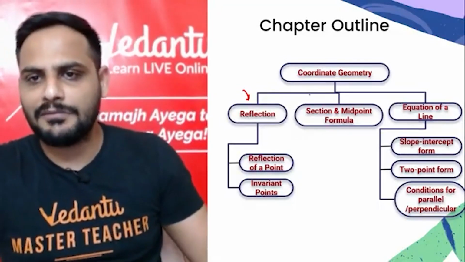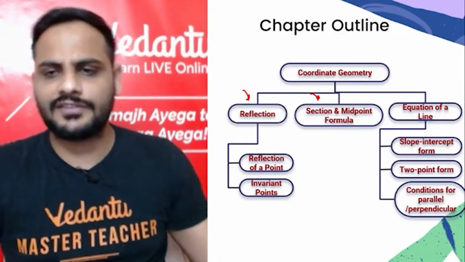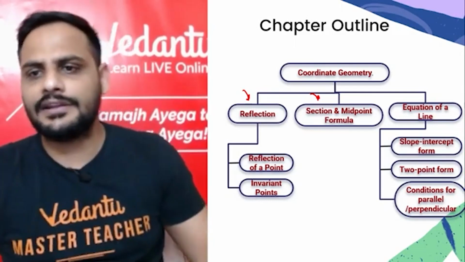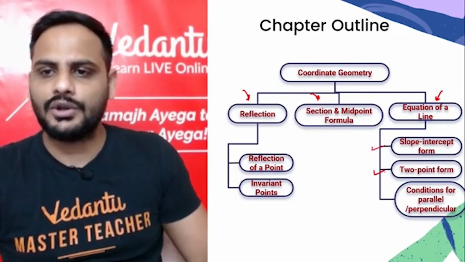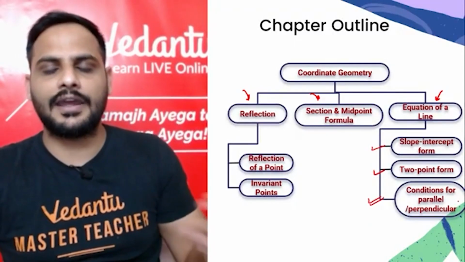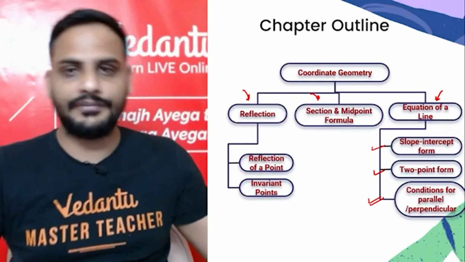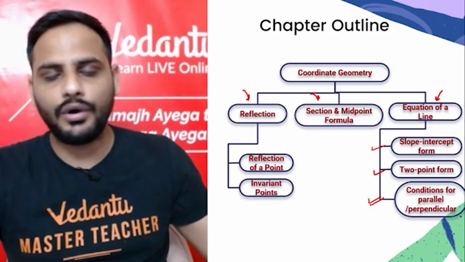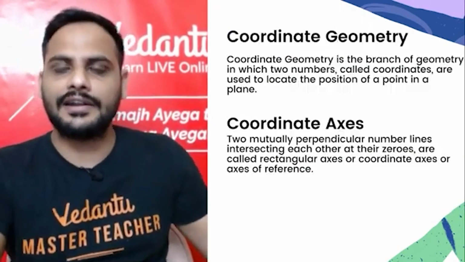Then you have section and midpoint formula, simple formulas, different types of questions are given, we'll be solving that as well. And then equations of lines, so three types of lines are given: slope intercept form, 2-point form, and what are the conditions for the lines to be parallel as well as perpendicular. So slope we have discussed, right? All those things are there in your syllabus. So first we'll be starting with the reflection.